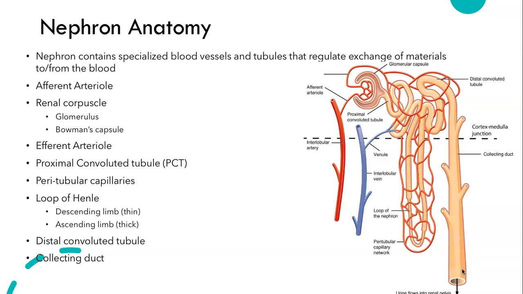Remember that along this pathway, as the filtrate travels along, there's going to be constant exchange back and forth with the peritubular capillaries. Either they need to get some stuff back that was pushed into the filtrate, or they need to add more stuff into the filtrate. And that's what we're going to talk about now.